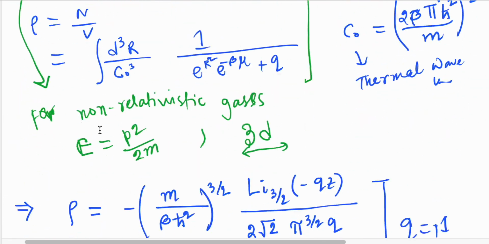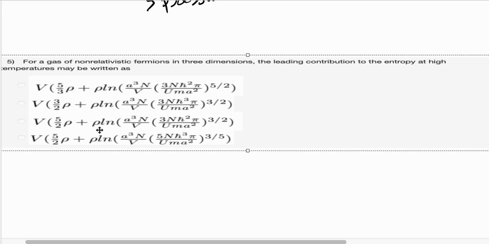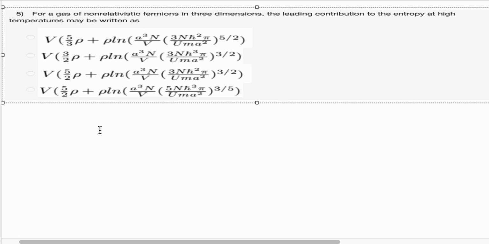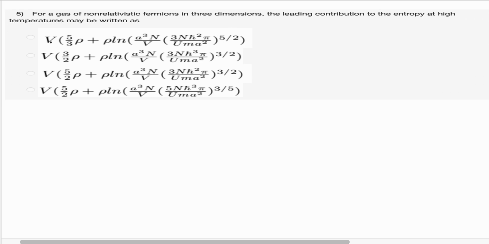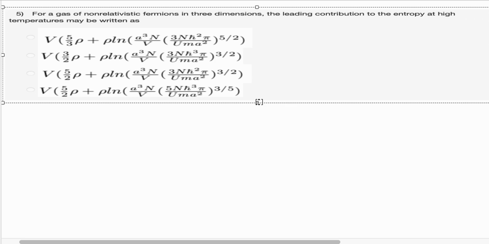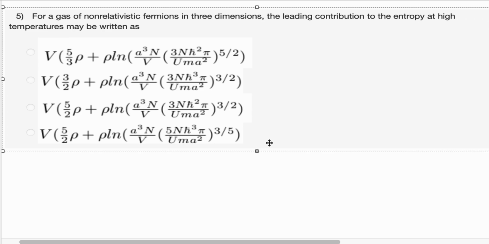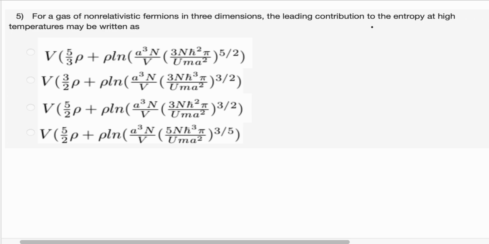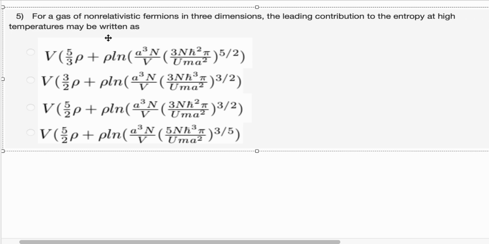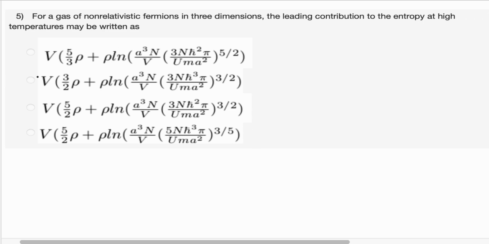So now here is question 4. It is asked that for a gas of non-relativistic fermions in 3 dimensions, find the leading contribution to the entropy at high temperatures. It's a very tedious calculation, so we will calculate it here.